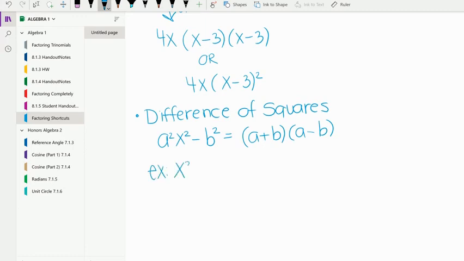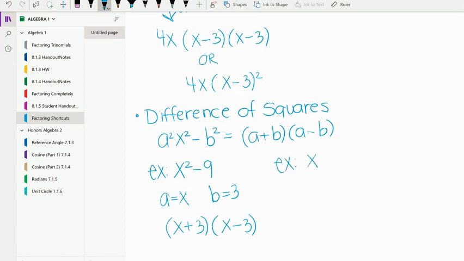So if I have x squared minus 9. All right, so my a value would be the square root of the first term, which is x. My b value would be the square root of the second term, which would be 3. Okay, so it passes that test. It is two terms, and there's a minus sign. So this would be a difference of squares. So the factors would just be x plus 3, x minus 3. Now, you do not have to write out the whole a and b. I'm just doing that because for some of us, that is a little bit easier.